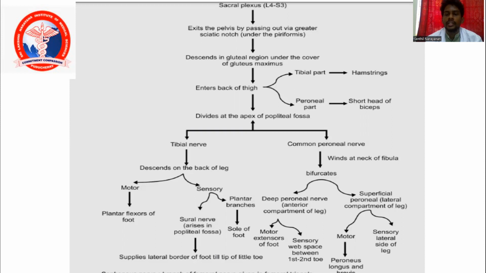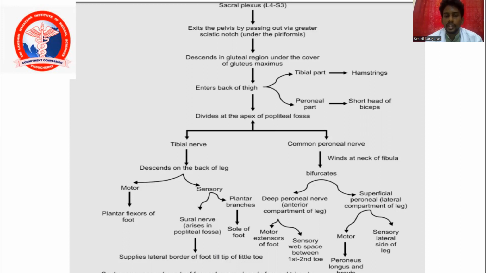Common peroneal nerve winds at the neck of fibula, bifurcates into the deep peroneal nerve and superficial peroneal nerve. The deep peroneal nerve supplies motor to extensors of foot and sensory to the web space between first and second toes. Superficial peroneal nerve supplies motor to peroneus longus and brevis, and sensory to the lateral side of the leg.